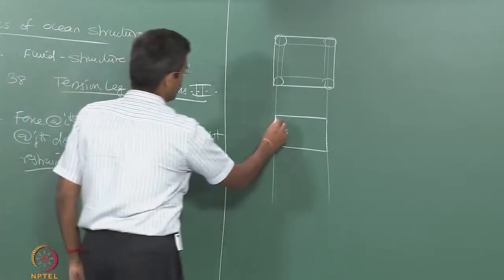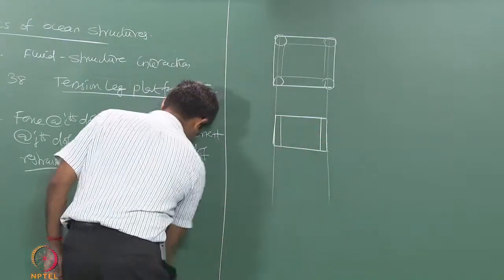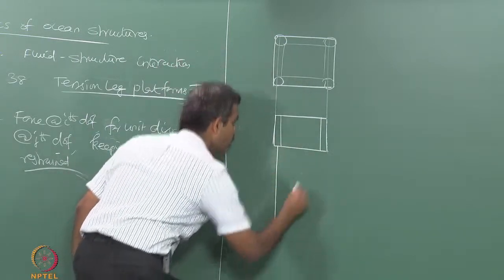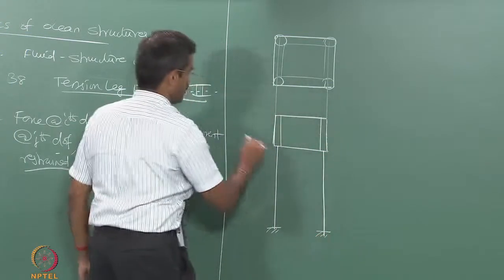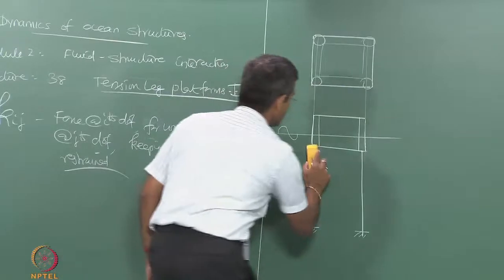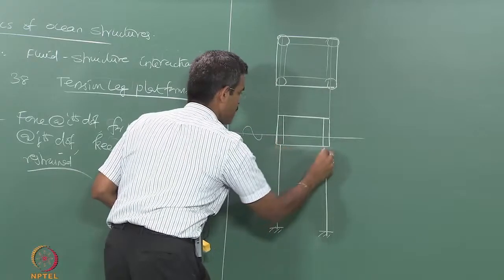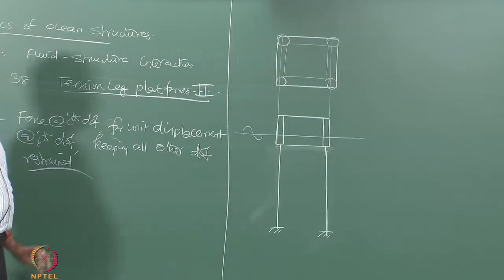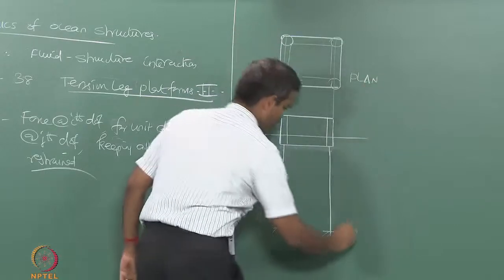Let us say these are my column members, these are my tethers. Let's say this is my mean sea level. Let me give some nomenclature and designation to this. This is of course the plan, this is the elevation.